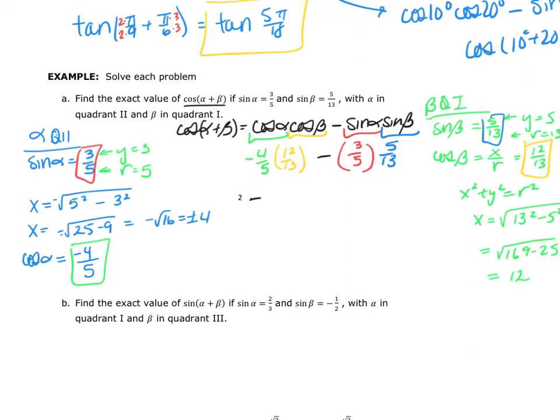My final answer then is going to be -48 minus 15 all over 5 times 13. Now, if your denominators do not match in this step, then you did something wrong. So the -48 minus the 15, and then the 5 times the 13. In my denominator, I get 65. So my final exact answer: the 48 and the 15 give me 63. So I get -63 over 65. And that is my final answer.